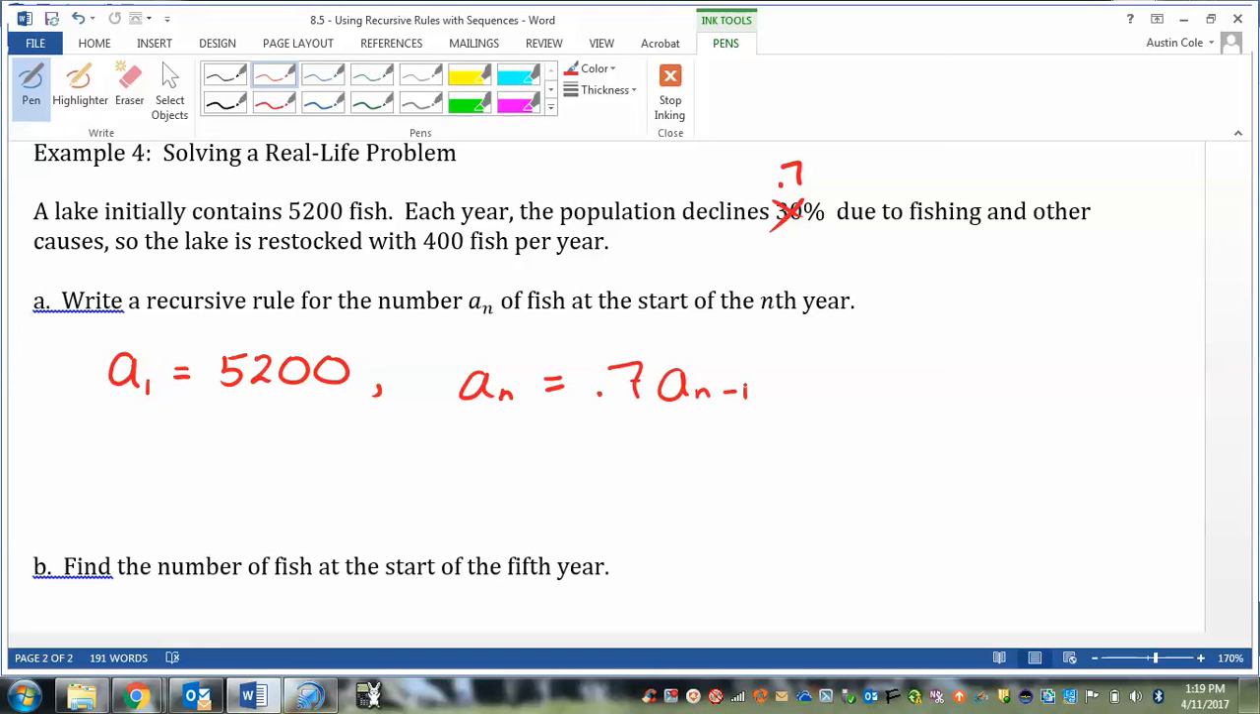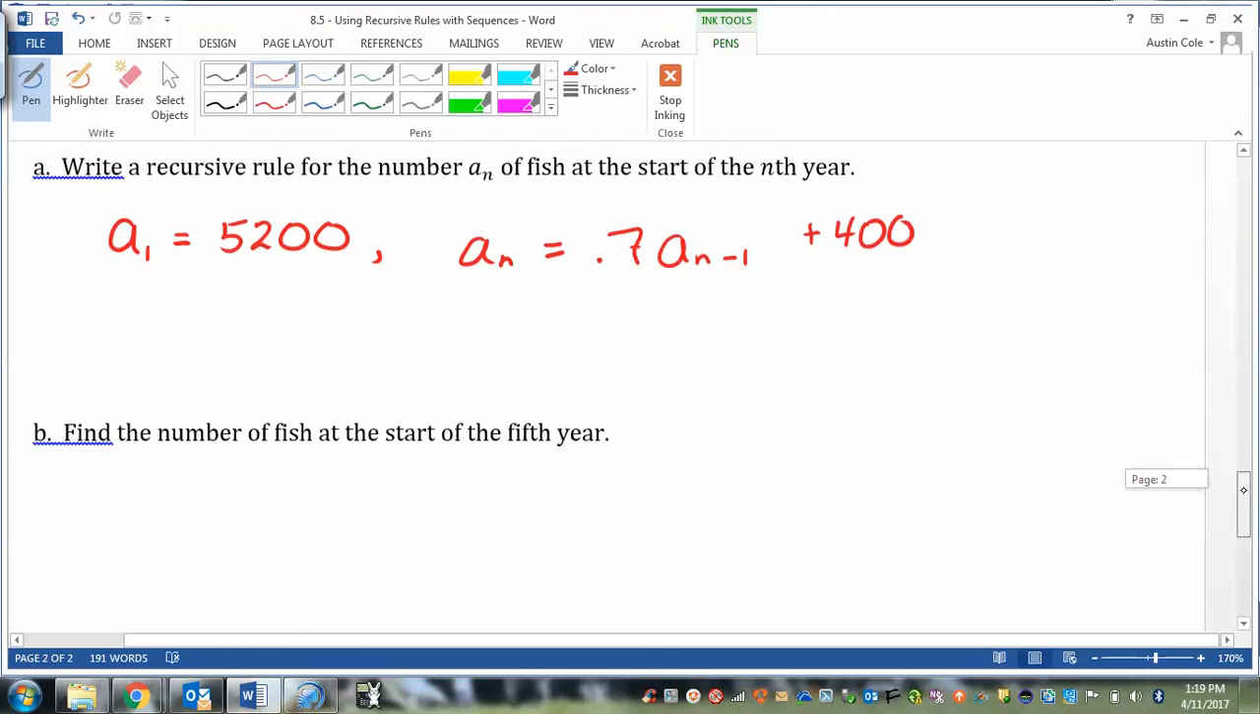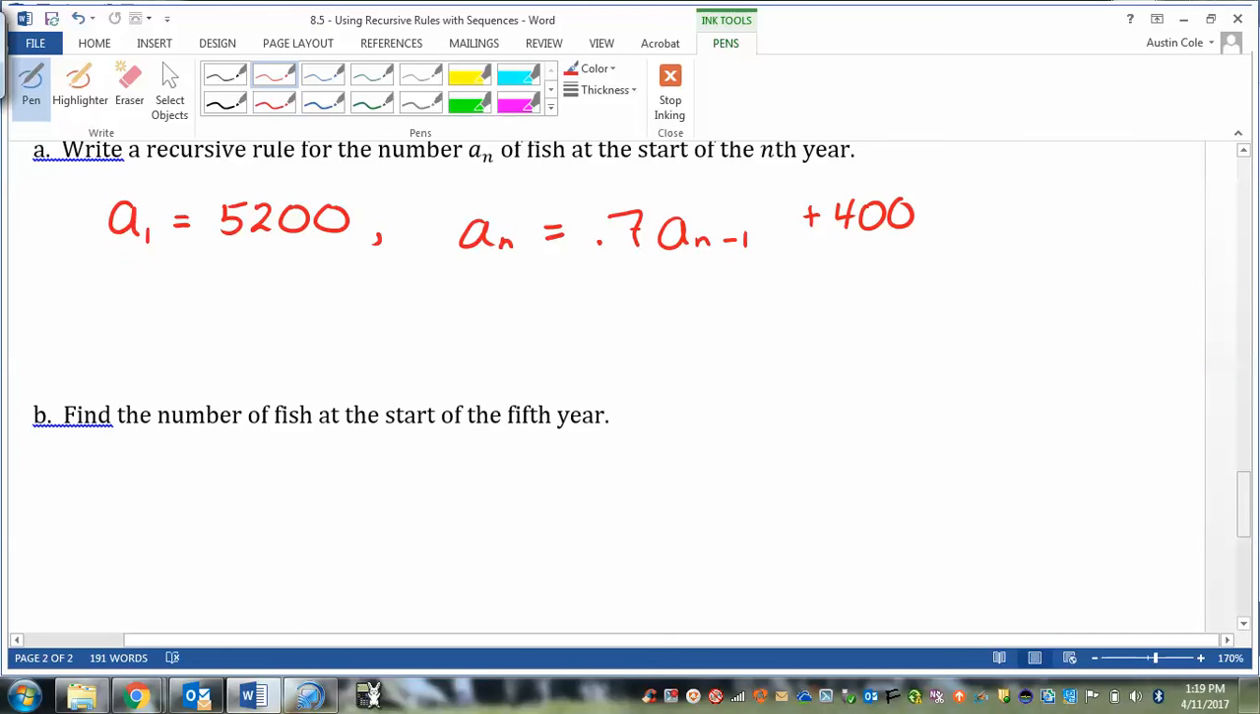What about this 400? We add it because we add 400 fish every year. So the population of fish in this given lake is going to be 0.7 times whatever the population was in the year before, plus 400. Okay? So find the number of fish at the start of the 5th year.